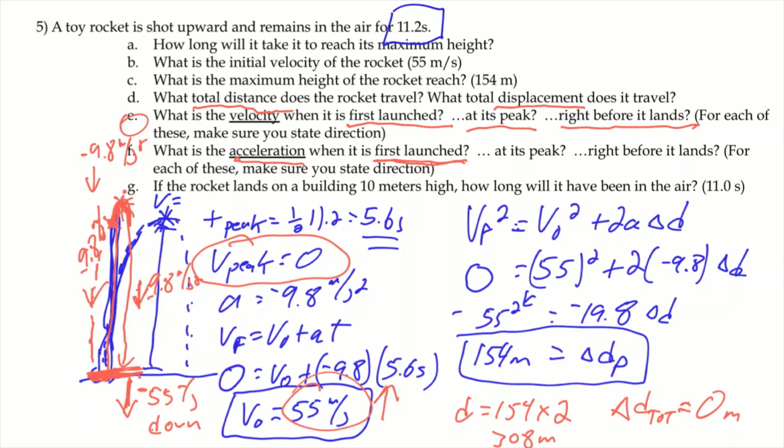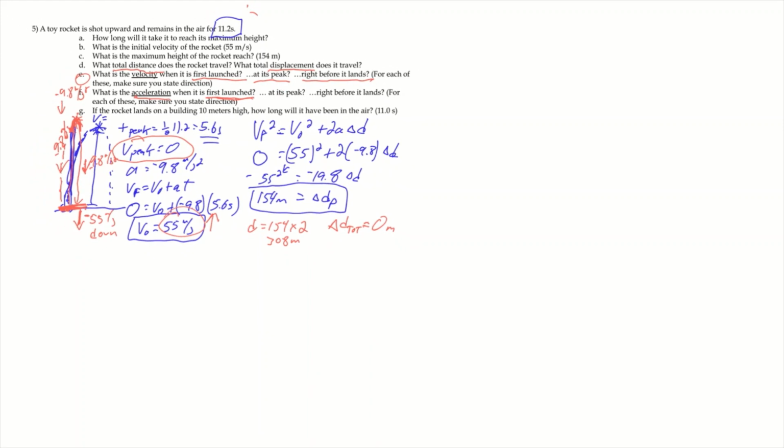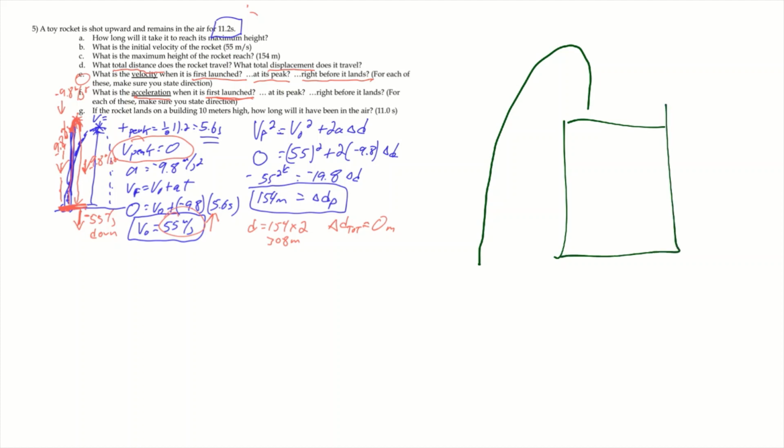All right, so letter G is actually a new question. So I'm going to move this stuff out of the way a little bit. This question's asking, let's say our rocket lands on a building or something. I'm drawing it as 2 dimensions. Next unit we're going to do 2 dimensions. Let's just assume that it's more or less going up and then coming back down and landing here.